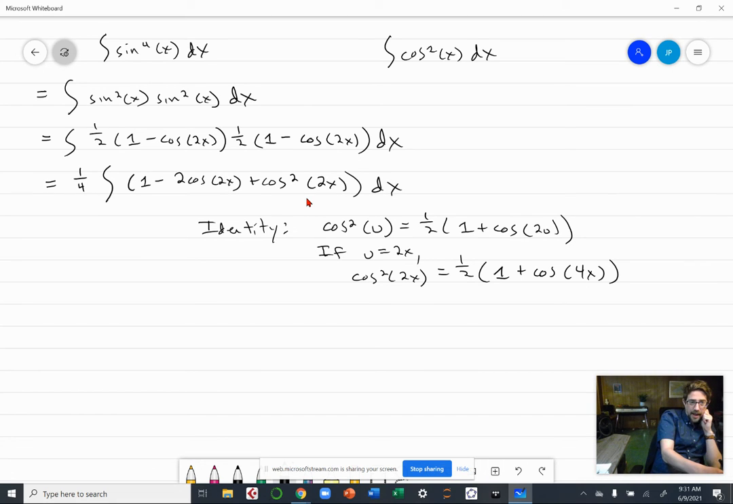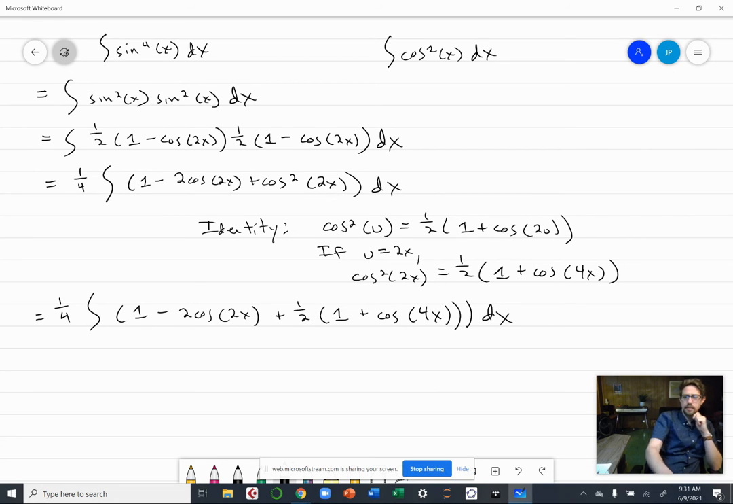Notice we haven't done any calculus yet, right? This is all just trig identities and algebra. So it's the integral of 1 minus 2 cosine of 2x plus all this 1/2 (1 plus cosine of 4x). How many parentheses do I need? Too many.